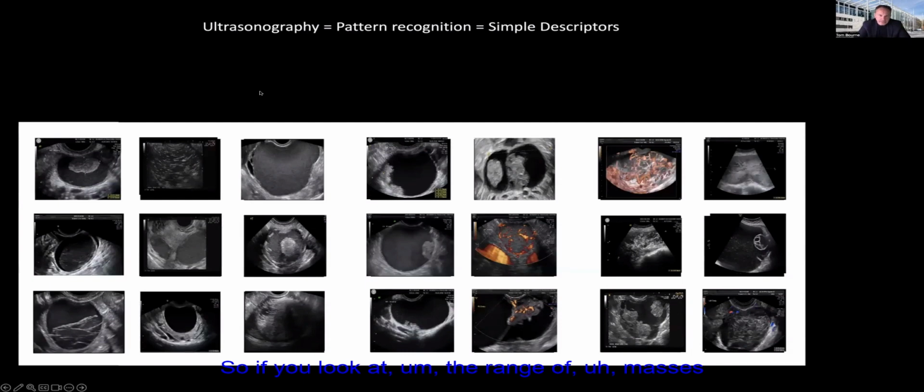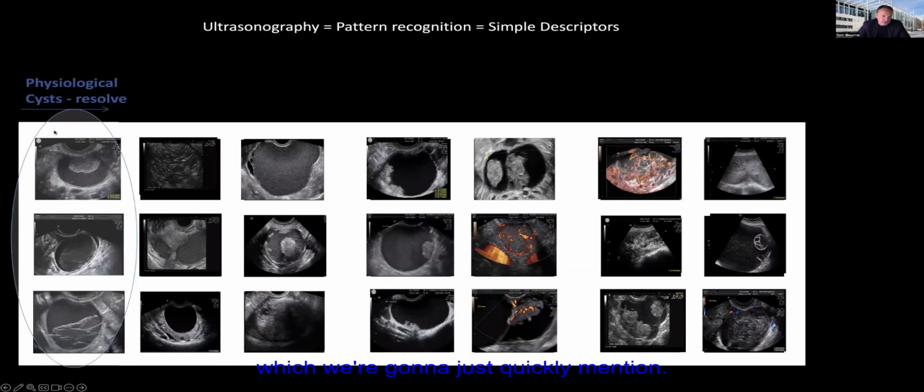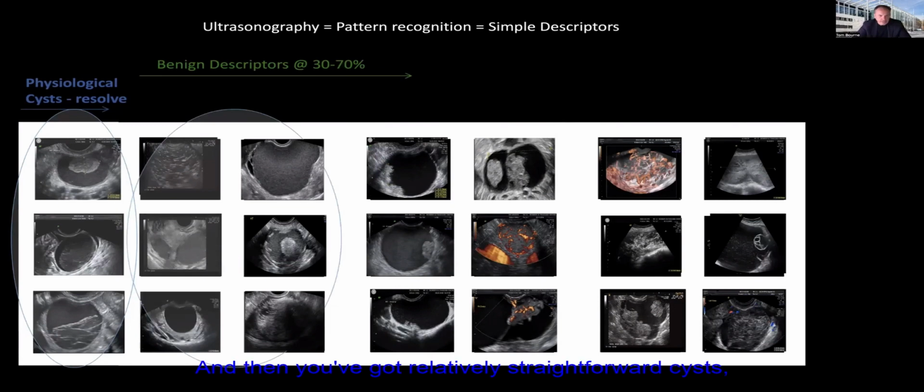So if you look at the range of masses that you're going to see, you have ones, if you can see here on the left, which are easy, and then they're getting more difficult as we go over to the right. So these are physiological cysts, which we're going to just quickly mention. You can see these are hemorrhagic cysts with retracting clot, typical hemorrhagic cysts. These will generally resolve over 6 to 8 weeks, which we'll talk about briefly. And then you've got relatively straightforward cysts, which we can sort out with benign descriptors.